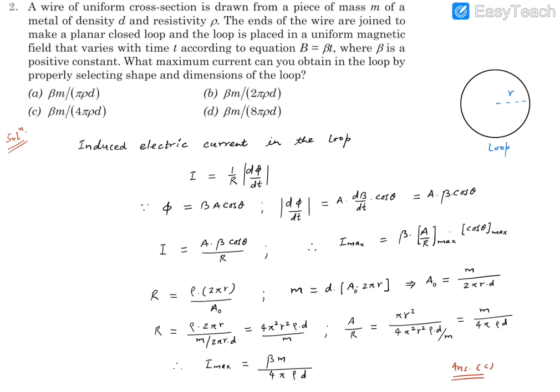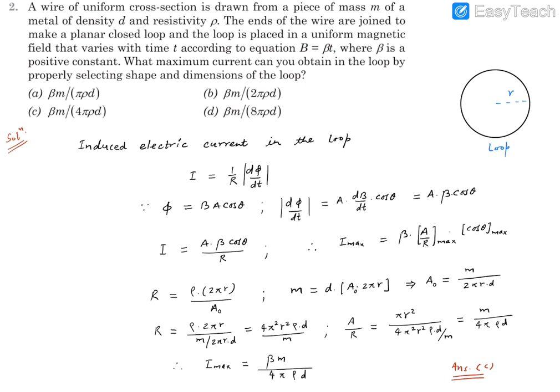So what we have is a mass and density. That means we have a volume of the material fixed, and we want to make a loop. So we want the current to be maximum. So let's try to find the formula for the current first. The induced electric current in the loop, whatever the shape of the loop is going to be, is given by I is equal to 1 upon R d phi by dt.